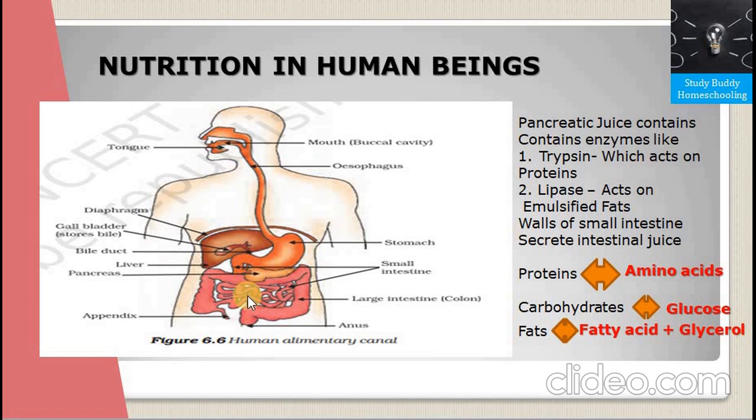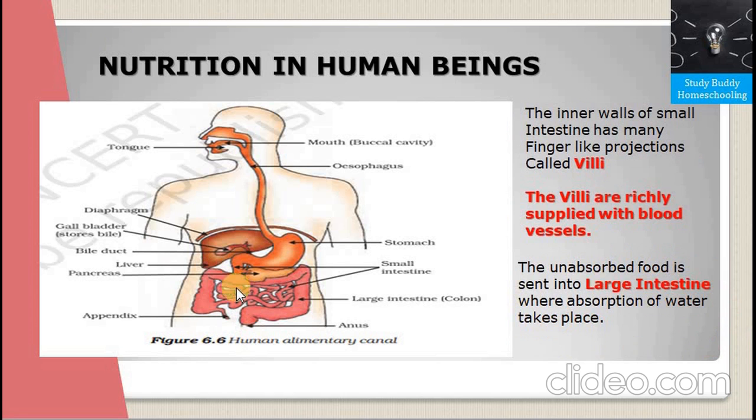So complete breakdown of food happens in the small intestine with the help of these enzymes, trypsin, lipase and intestinal juice. Trypsin, you have to remember, it acts on proteins, lipase on fat molecules, and intestinal juice, all of these act on the proteins, carbohydrates and fats and break them down completely into amino acids, glucose and fatty acid and glycerol.